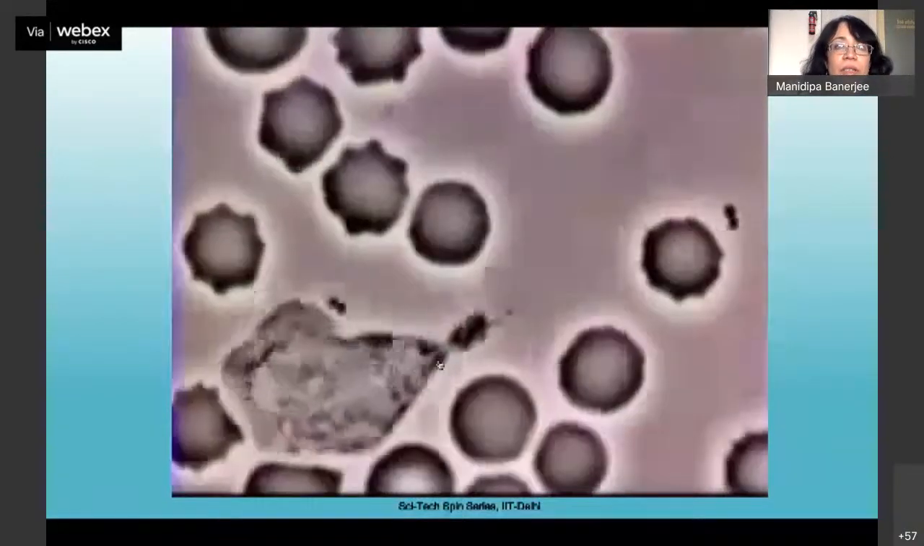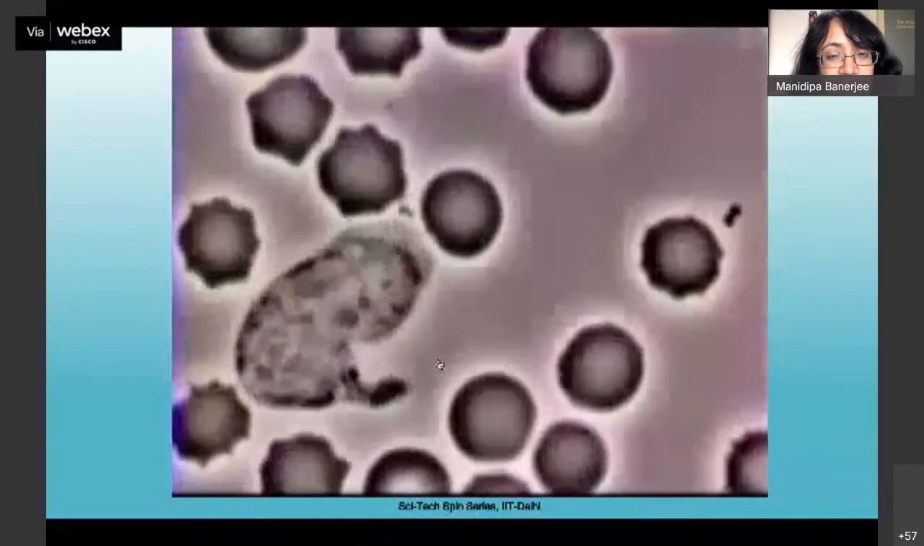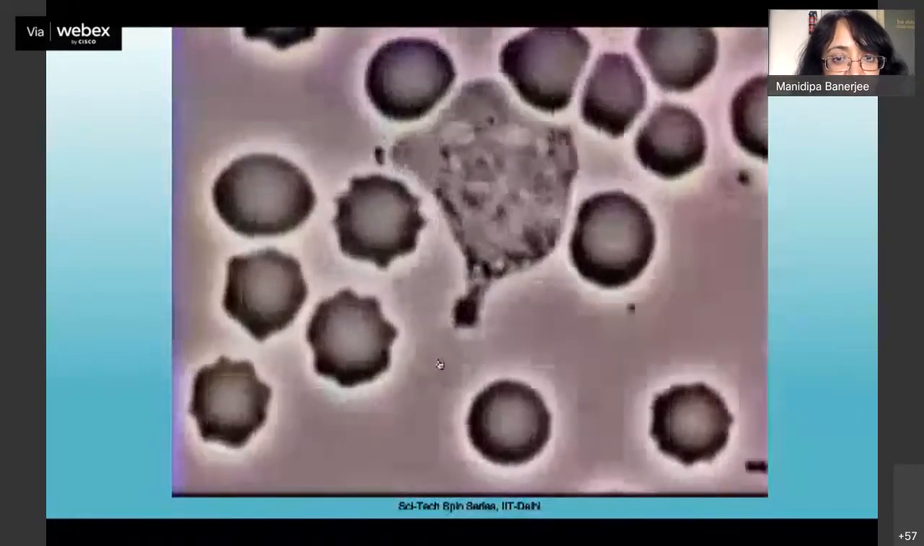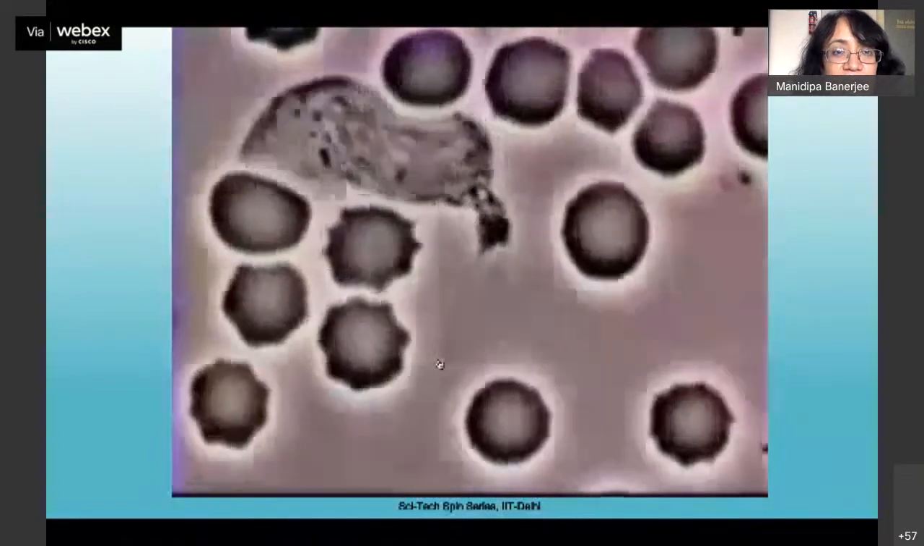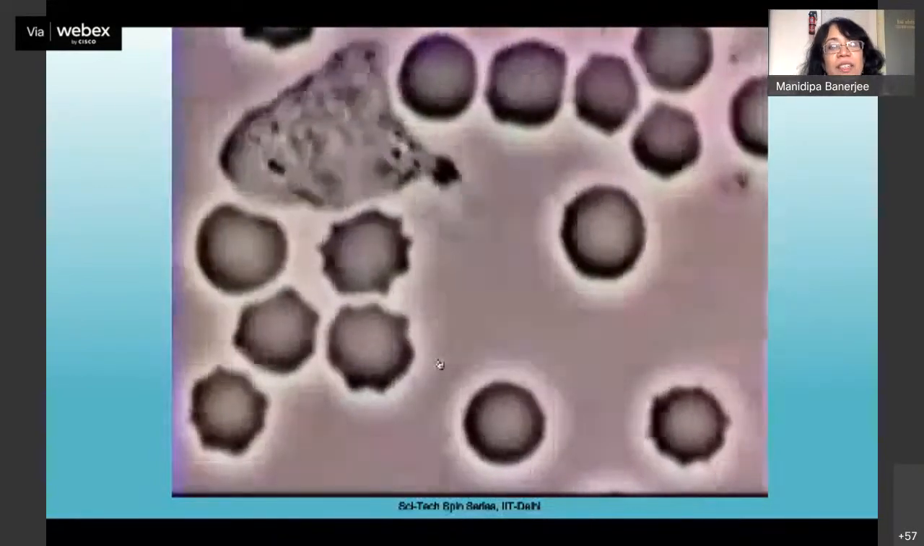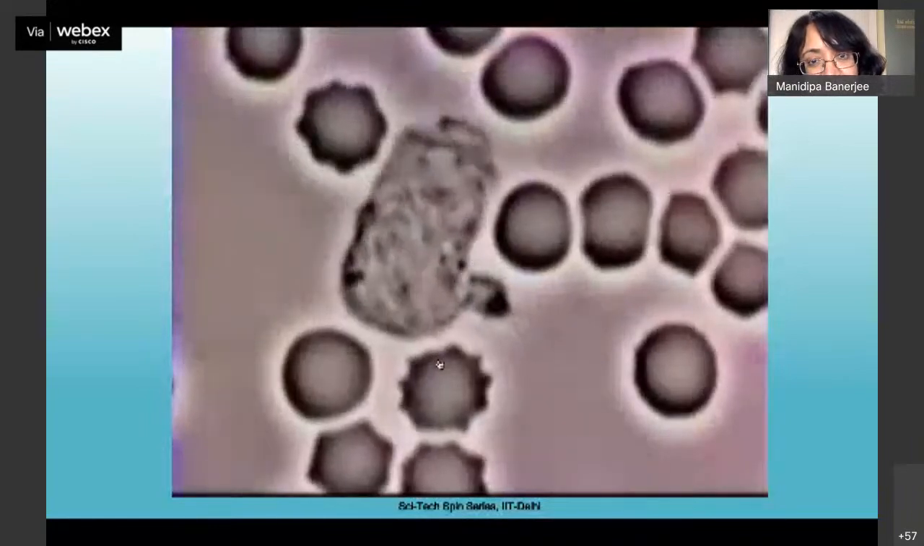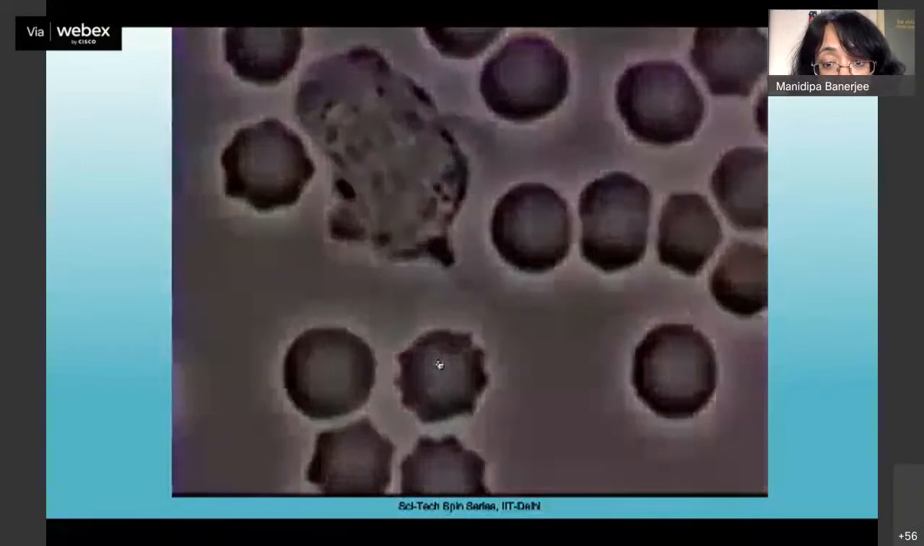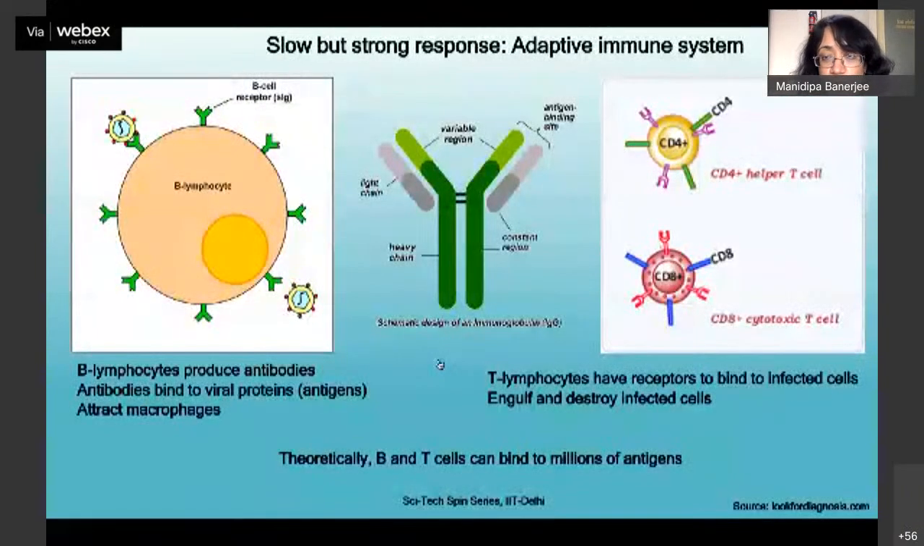So similar situation with viruses. So it is just trying to chase it down. And where is it? There. So it engulfs and it chews it up, right? So this is the kind of cells that we have in our immune system. This is the kind of response.